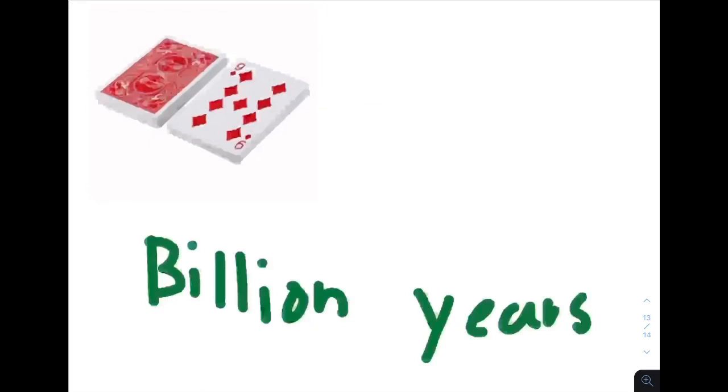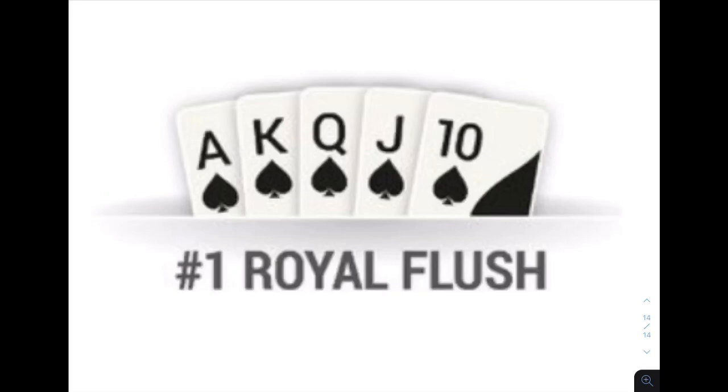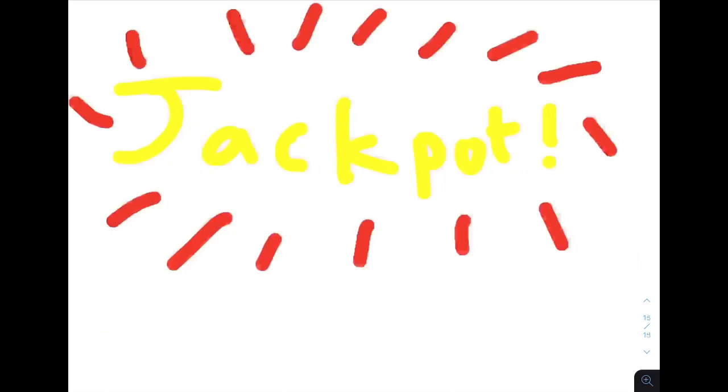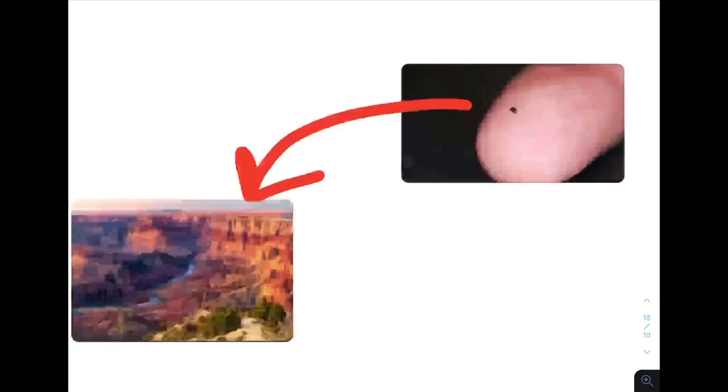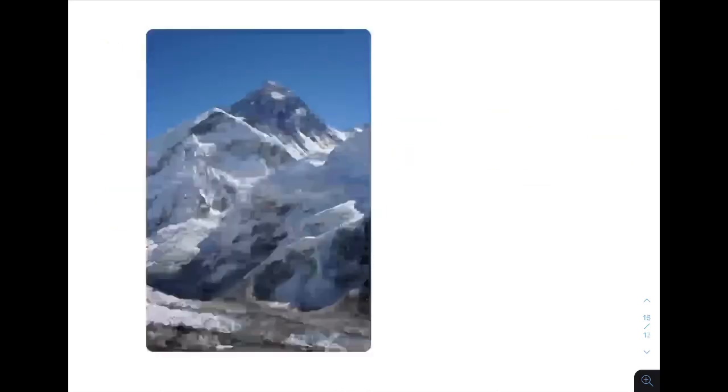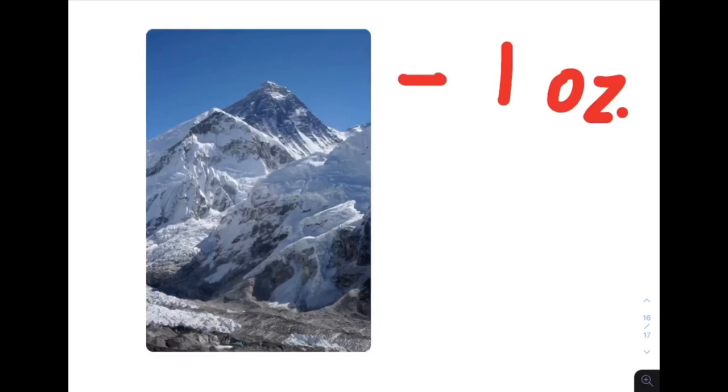So remember that deck of cards that we have with us, right? Every billion years, you're going to deal yourself a 5-card poker hand. And every time you get a royal flush, you're going to buy yourself a lottery ticket. And every time that lottery ticket wins the jackpot, you're going to take a grain of sand and put it into the Grand Canyon. And then we're going to repeat. We're going to do that until the Grand Canyon is filled with sand. And every time you fill up the Grand Canyon with sand, you're going to take Mount Everest and take off 1 ounce of rock from it.